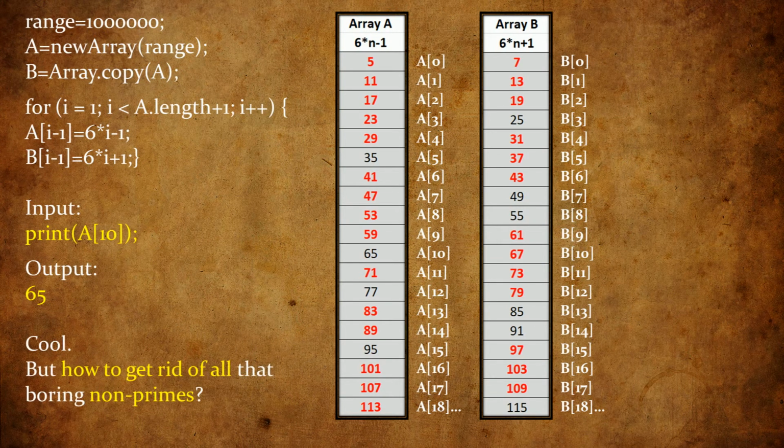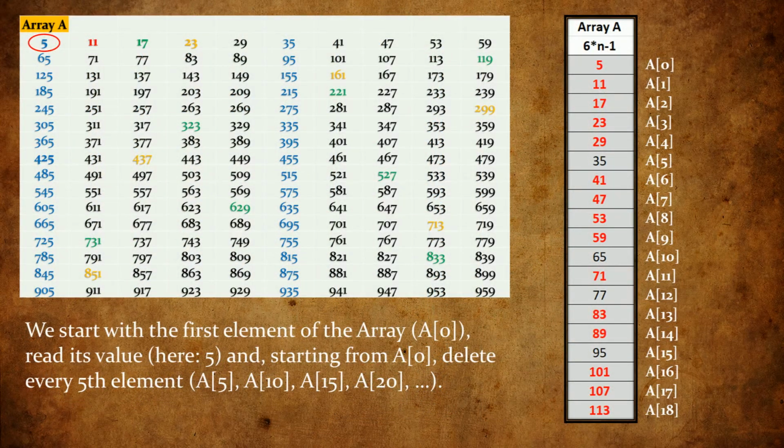Cool! But how to get rid of all that boring non-primes? We start with the first element of array A. We read its value, here it is 5, and we start deleting from element 0 all the following elements using 5 as increment. So we delete element A5, 10, 15, 20 and so on. All these elements are multiples of 5 and here delete means in fact replace with a 0.